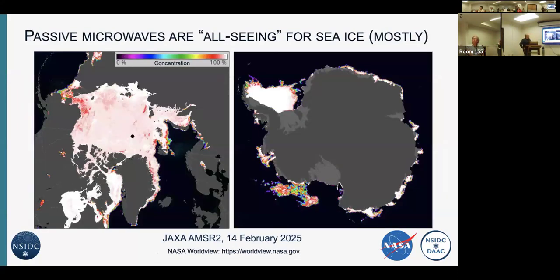And so this is what you get with a passive microwave sensor. This is the AMSR 2 sensor, this is the JAXA sensor. And this is just from Worldview from the same day. And again, you get complete coverage. And so we can get pretty much complete coverage every day, regardless of clouds, regardless of sunlight. And so that's a really nice thing to have. We don't have to worry about gaps in the data, other than a little bit of gap at the pole where the satellite doesn't see, the little dark spot there.